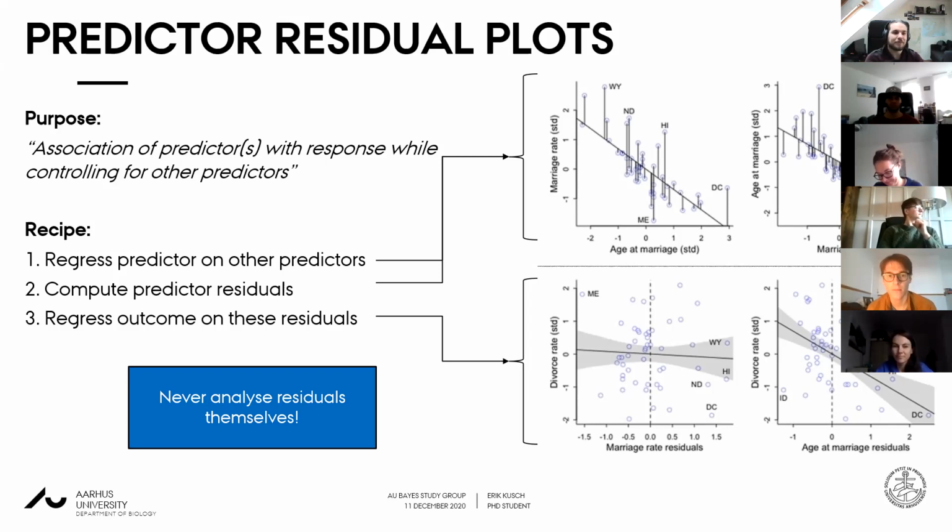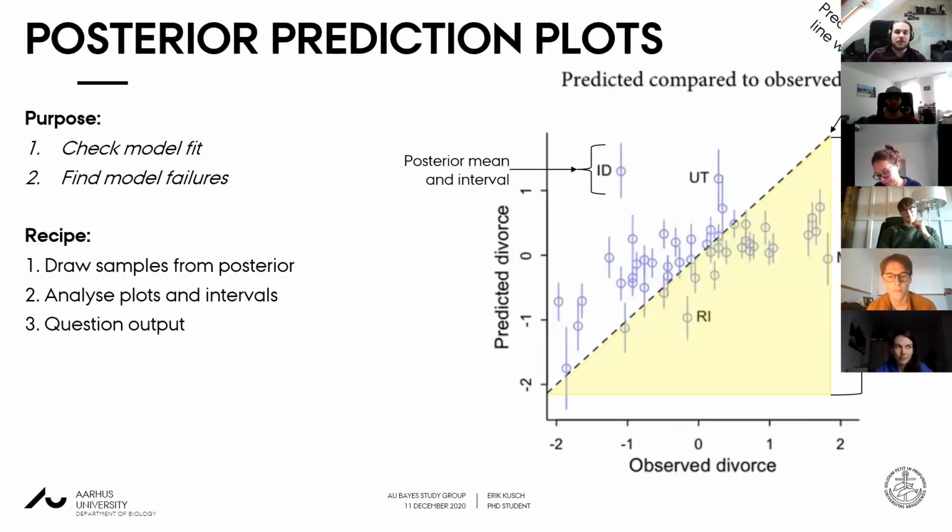Now I do. So the next one of these posterior checks, or not really checks, but posterior investigations of our model, would be posterior prediction plots. The purpose of this is to check for model fit and find model failures. And we've done these time and time again, so I'm going to go through them relatively quickly.